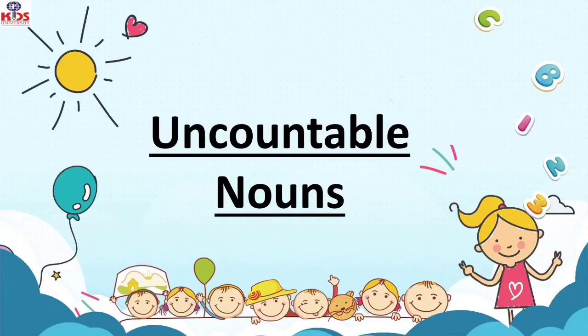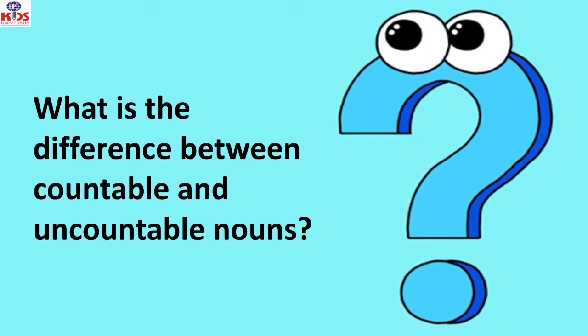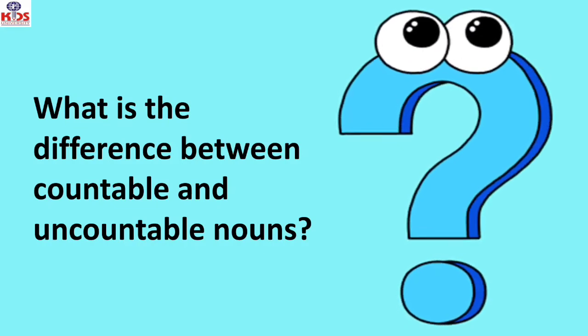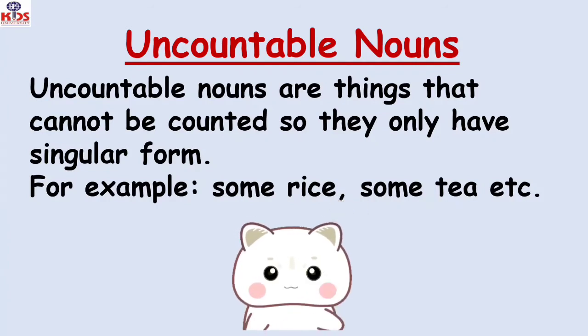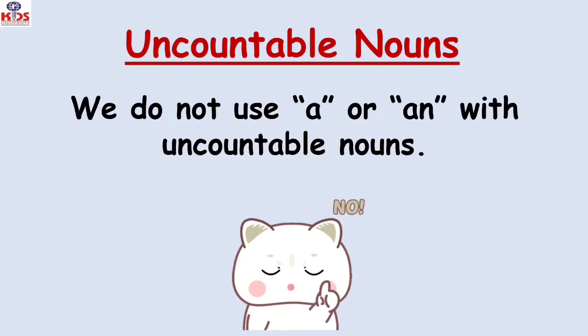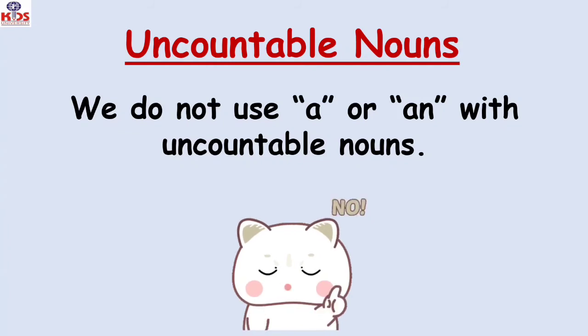Now let's talk about uncountable nouns. What is the difference between countable and uncountable nouns? Well, uncountable nouns are things that cannot be counted. So they only have singular form. For example, some rice, some tea. We do not use a or an with uncountable nouns.